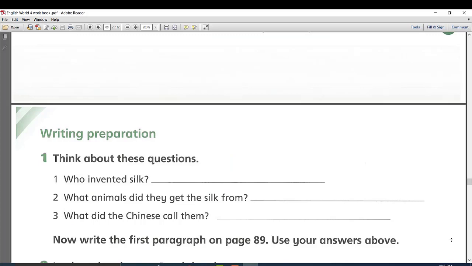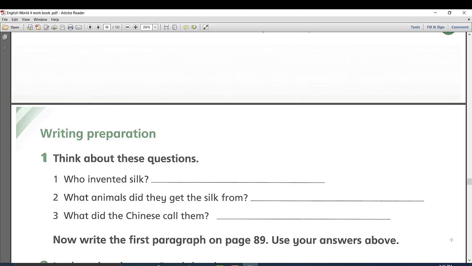I'd like you now to open your workbook on page 88, exercise number 1. This page is about writing preparation. Exercise number 1. Think about these questions. Question number 1. Who invented silk? Number 2. What animals did they get the silk from? Number 3. What did the Chinese call them?